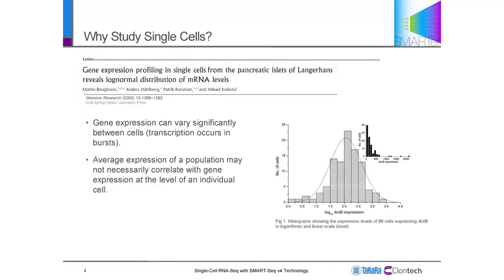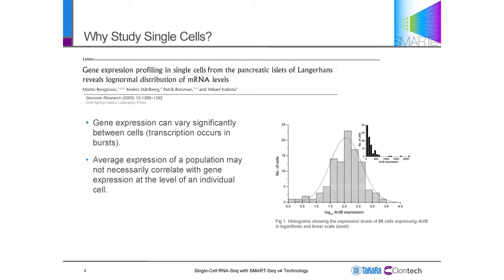So why do we study single cells? Well, we know that during the cell cycle and during different processes, gene expression can vary. But what about for other genes? We do know that gene expression can vary significantly between cells, and that the average expression of a population doesn't necessarily correlate with gene expression at the level of an individual cell.